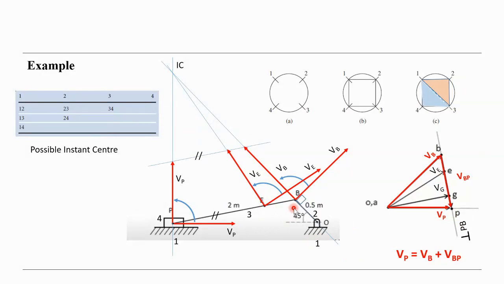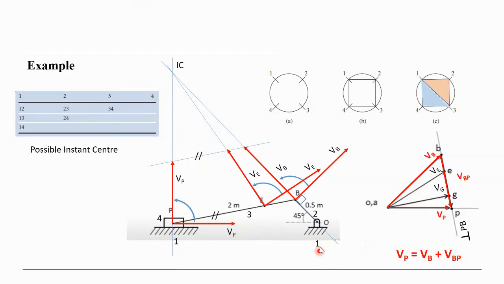So the method we learned now is the instant center. Where is the instant center? Now we are going to calculate the speed of the point P and B, or any point on the coupler BP. Therefore we need the instant center for link 3. Instant center means that at this instant, link 3 is turning about this point.